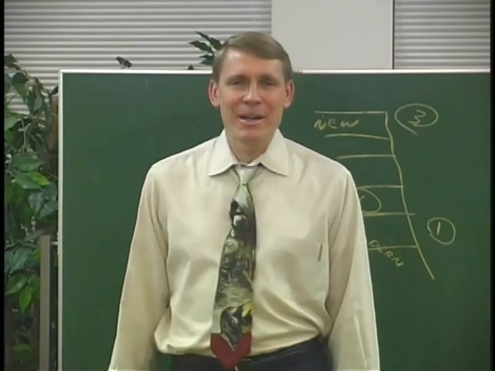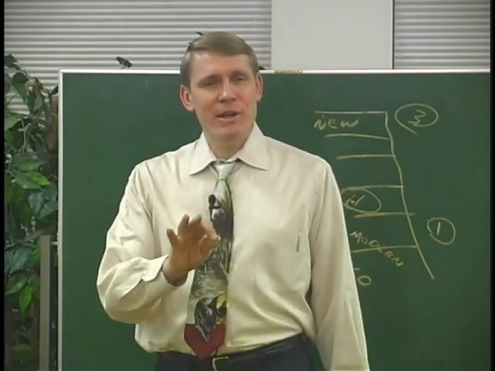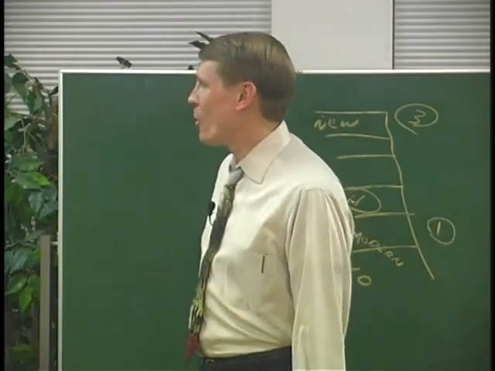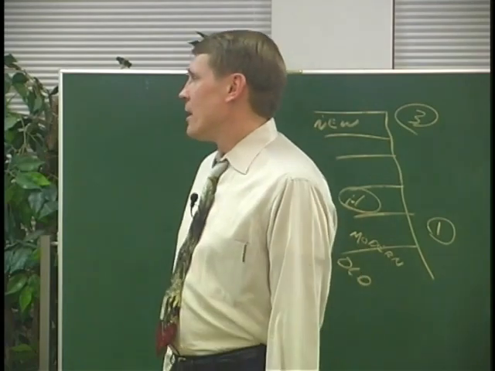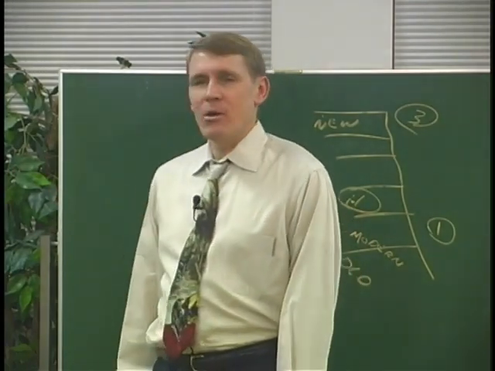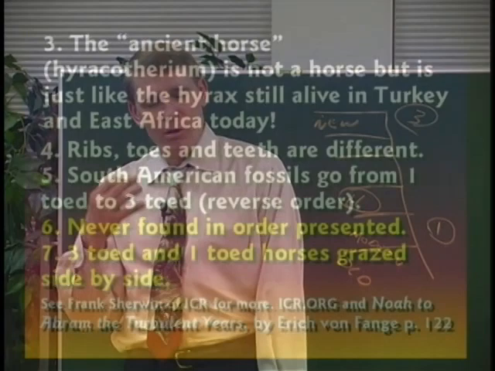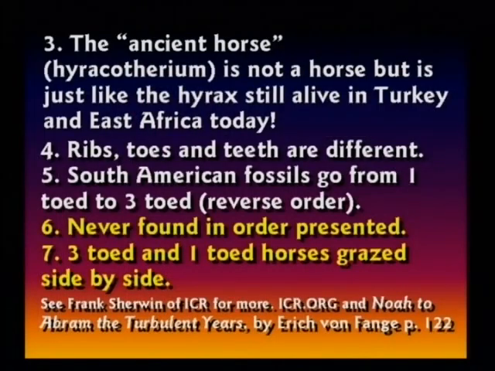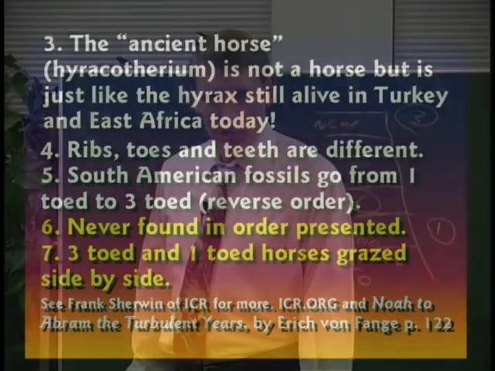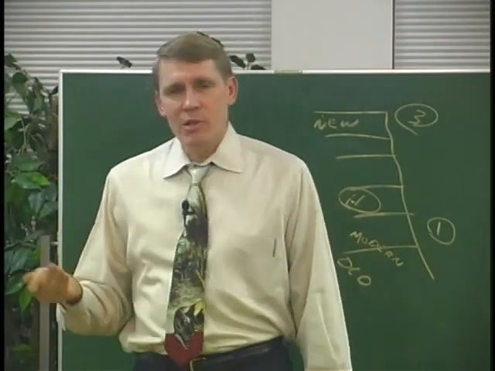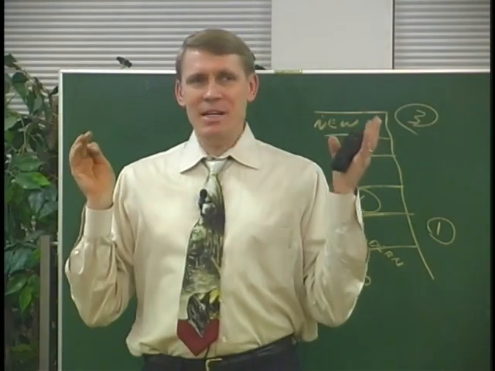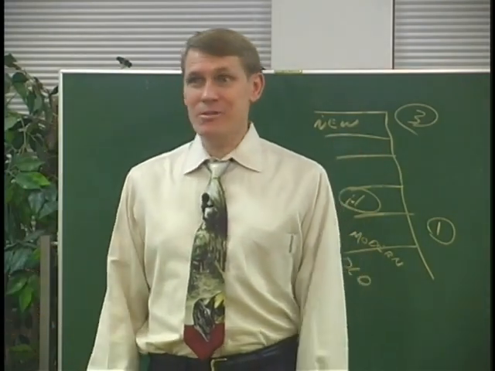Frank Sherwin, good friend of mine, at the Institute for Creation Research, has a lot of information on the horse evolution if you want to get a hold of him. And in the book Noah to Abram, The Turbulent Years, which we offer through our ministry, it's a really good one that has a section on this horse evolution, which has been proven wrong some time ago. One man named Dan Hicks in Tulsa, Oklahoma, kept after the Tulsa Zoo saying, why do you have this thing on display? It's been proven wrong years ago.